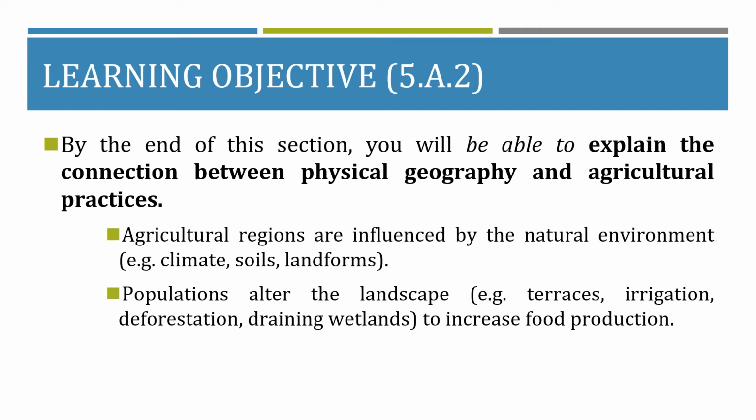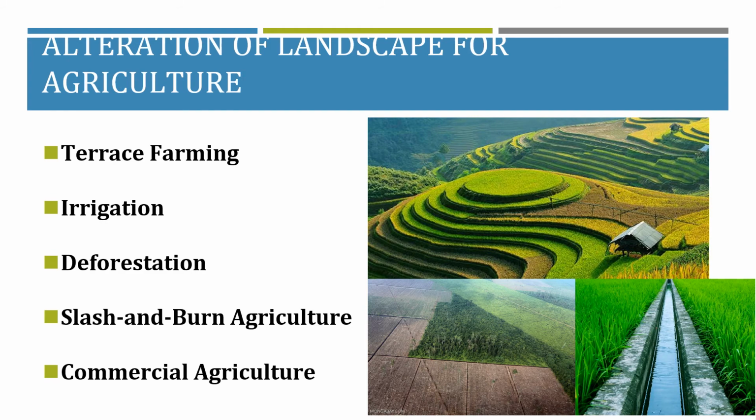We also cut down the forest to create pastures through deforestation, and we drain wetlands to increase food production. So again, there's lots of different ways that humans alter the landscape for agricultural purposes. What you see in this top picture is terrace farming. All of our cereal grains, rice, wheat, corn, millet, sorghum, need flat land to grow on.